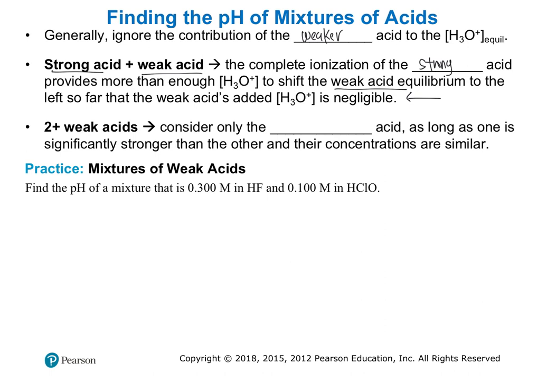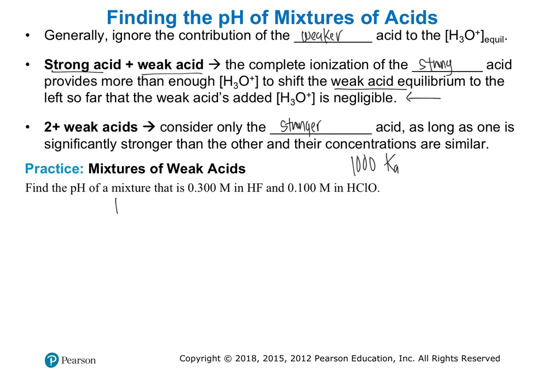If I have a mixture of 2 or more weak acids, we're basically, again, only going to consider the stronger acid, especially when it's significantly stronger. And by significantly stronger, the general rule of thumb is 1,000 times stronger. So if 1 Ka is about 1,000 times the Ka of another one, then we're not going to worry about the smaller one.